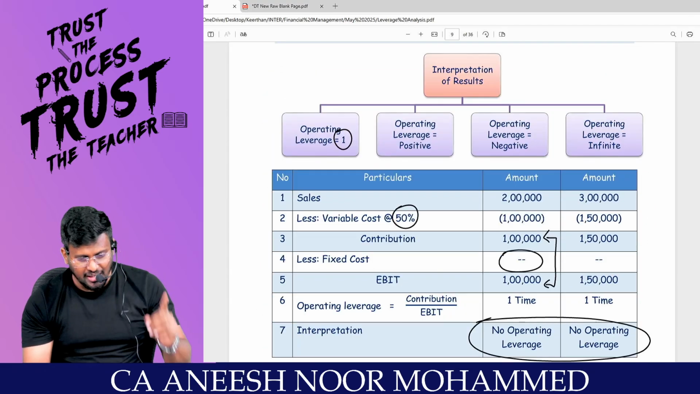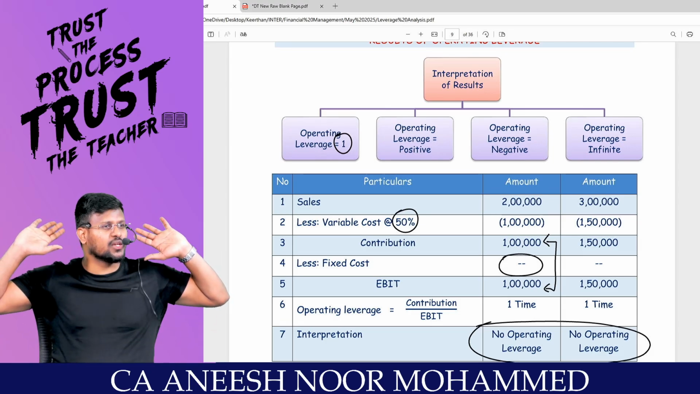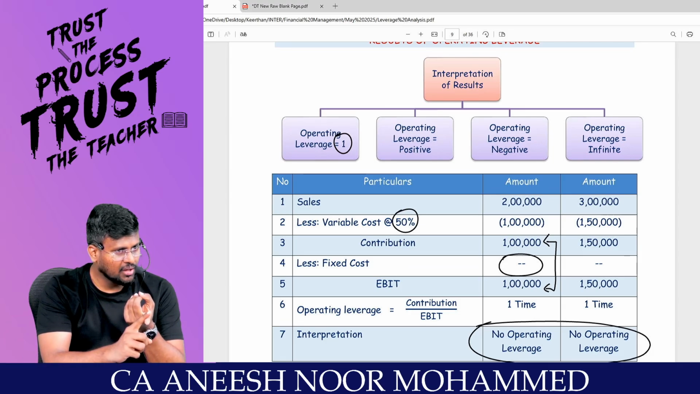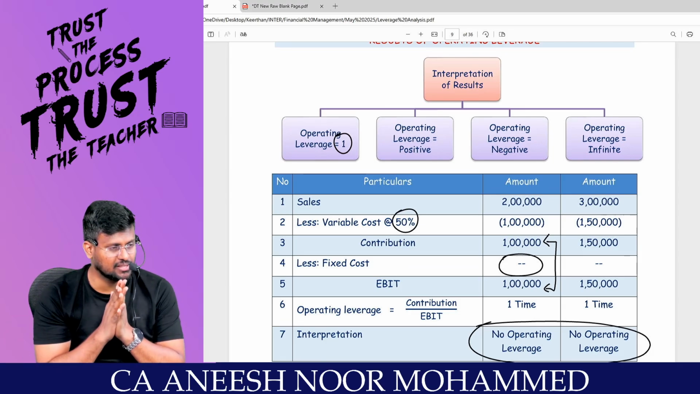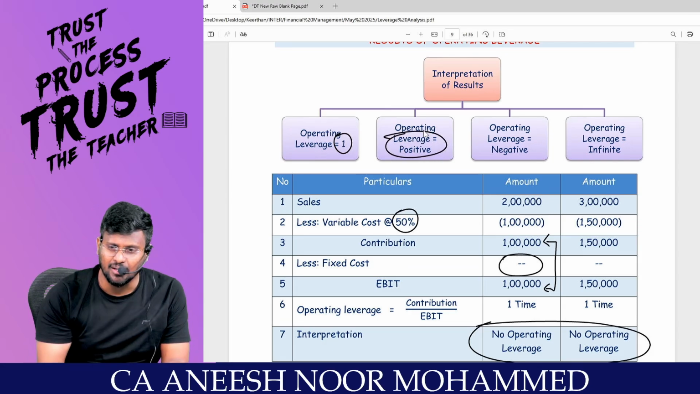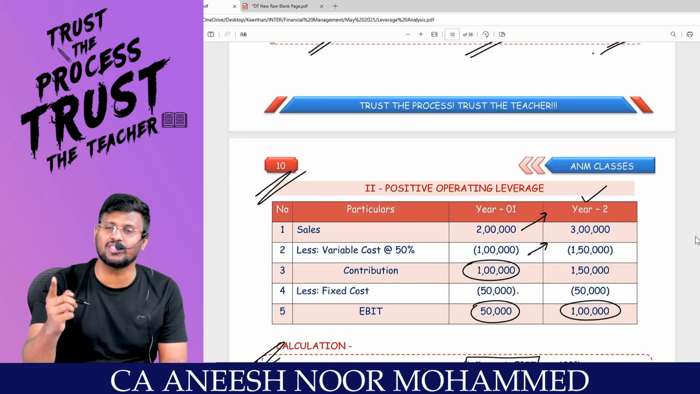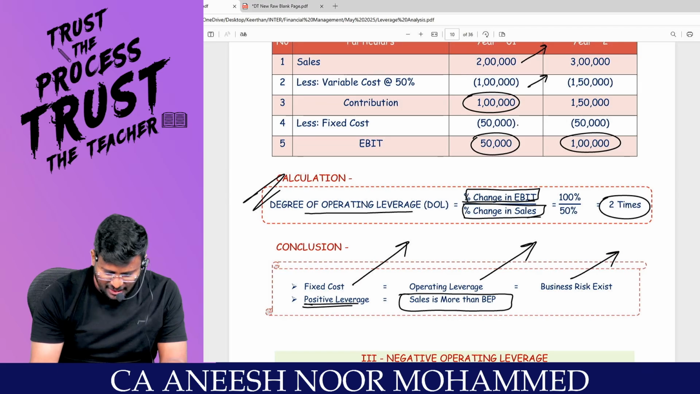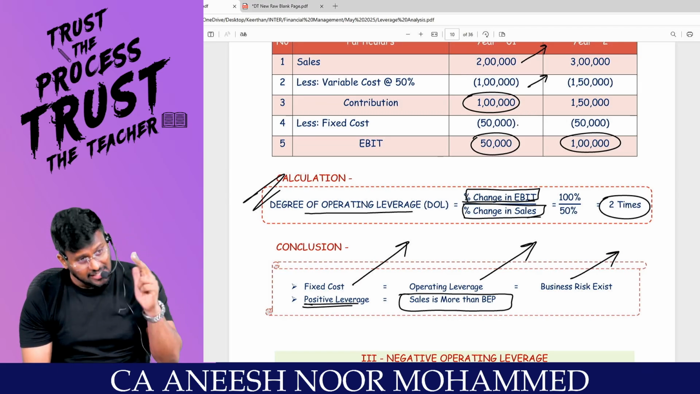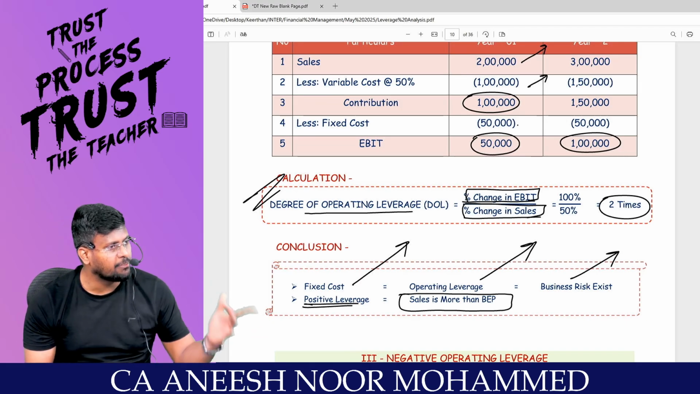So your company may have operating leverage equal to 1. If someone comes and says that my operating leverage is equal to 1, what analysis will you give? There is no fixed cost. There is no operating leverage. Hence there is no business risk. If someone comes and says that my company is having positive leverage, it means their sales has increased. Yes, sir. And they are having fixed cost. Hence they are having operating leverage, and their sales is more than the break-even point.